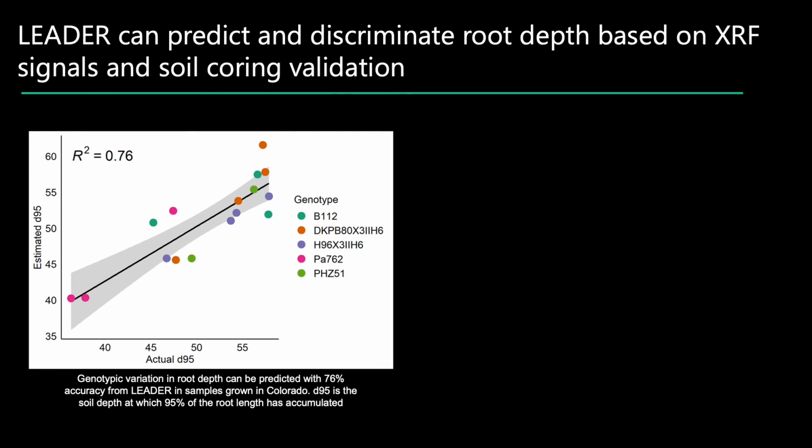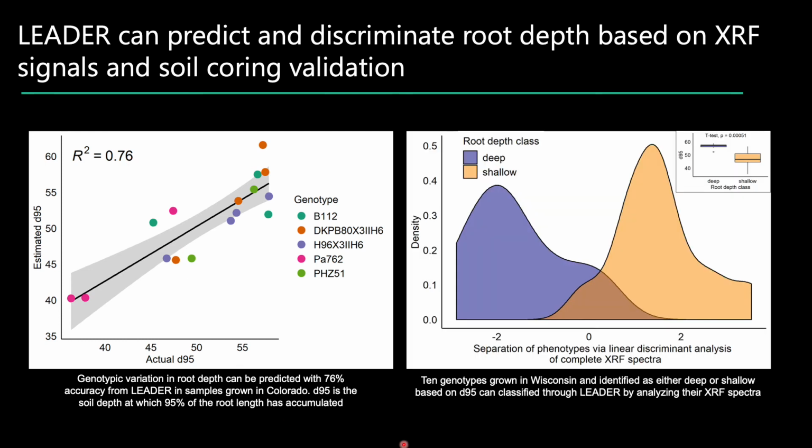Molly has observed a very good relationship between actual root depth measured by soil cores and estimated root depth from LEADER, in this case R squared 0.76. Across multiple field sites, she is able to distinguish deep and shallow rooted maize lines. This is good news since root depth is very important for drought tolerance, nitrogen efficiency, and carbon sequestration, but is hard to measure with existing methods.